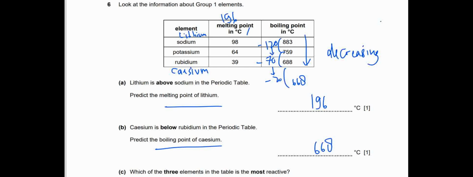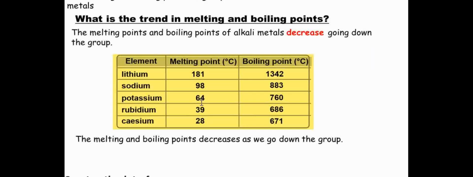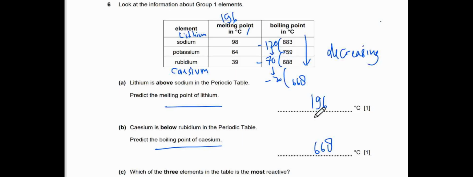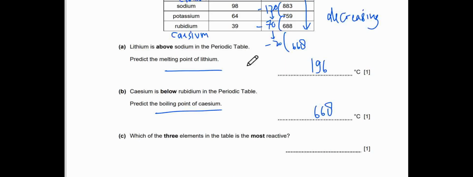Now let's check out the real melting point of lithium and cesium from the data. Well, what we got is boiling point 671, so it's not far from our prediction, and lithium is 181. So at around the real value, it should be correct. 196 and 668.